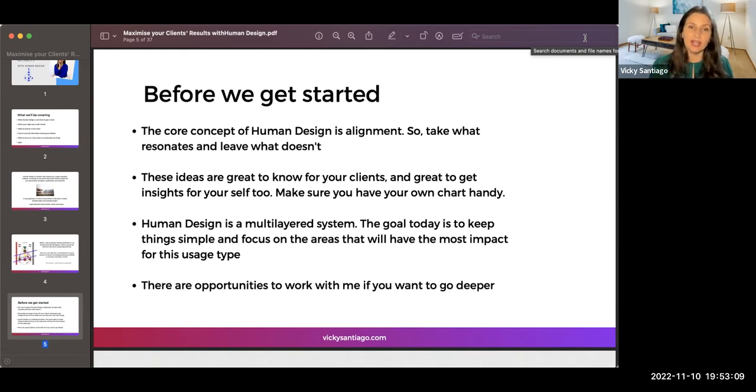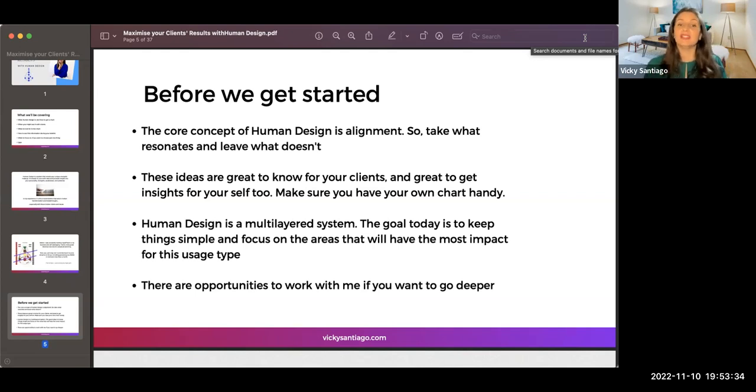So as great as human design is for working on ourselves, it's amazing, but these ideas are also really handy for knowing your clients as well. So that's why I want you to have your own chart handy today, because I think you'll find it helpful to actually refer back. And as I talk about the kinds of things to look for with clients, you can have a look and see how that shows up for you as well.